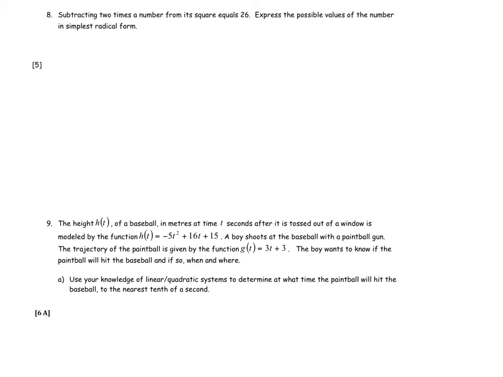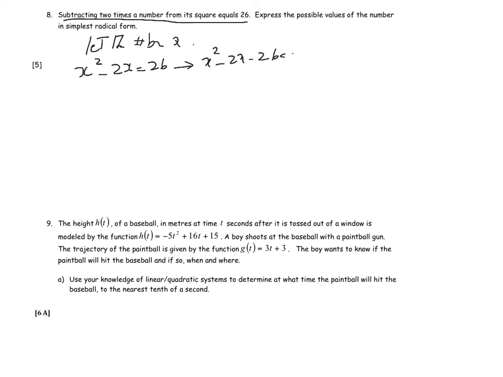The next question says, subtracting twice a number from its square equals 26. You're supposed to find the possible values of the number in simplest radical form. So let the number be x. Then this statement says subtracting twice a number from its square. So x squared minus twice the number is equal to 26, or x squared minus 2x minus 26 is equal to 0.